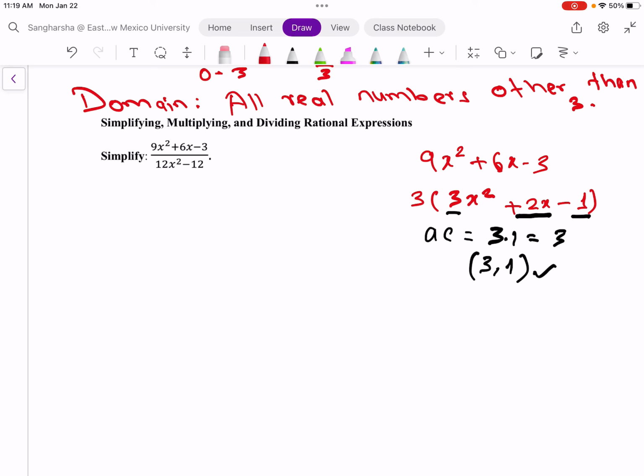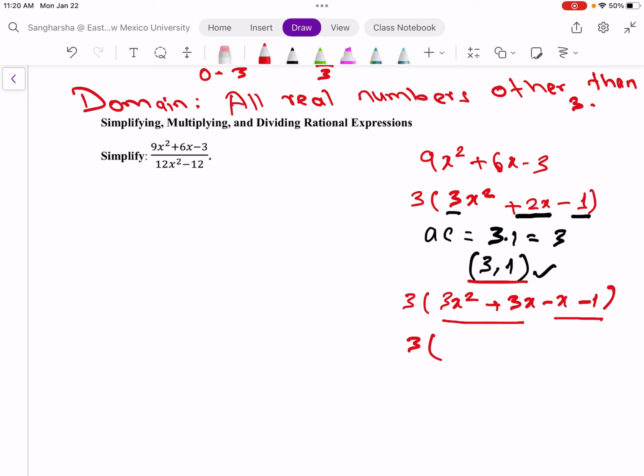So here we have 3x squared as it is, and we rewrite our 2x using this pair of factors. So 2x is the same as 3x minus x, and then minus 1. We use this pair of factors to rewrite the middle term 2x. Now we have 4 terms, so we make a pair of the first 2 terms and the last 2 terms.